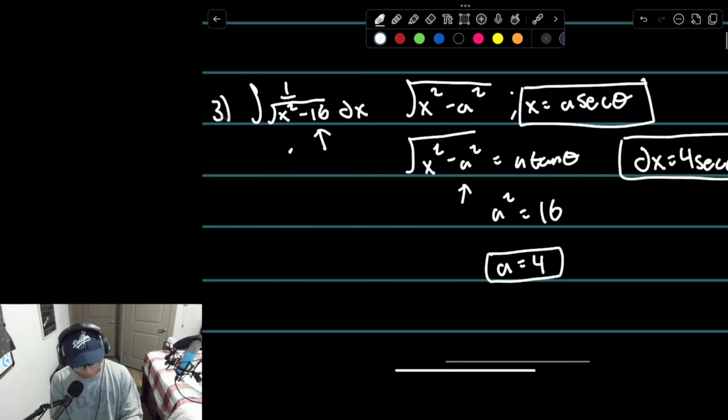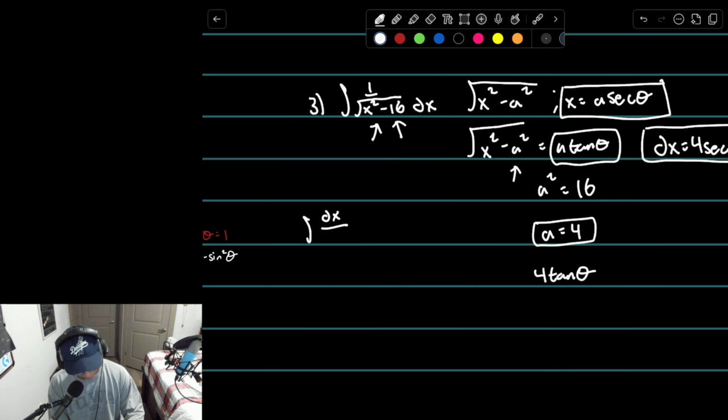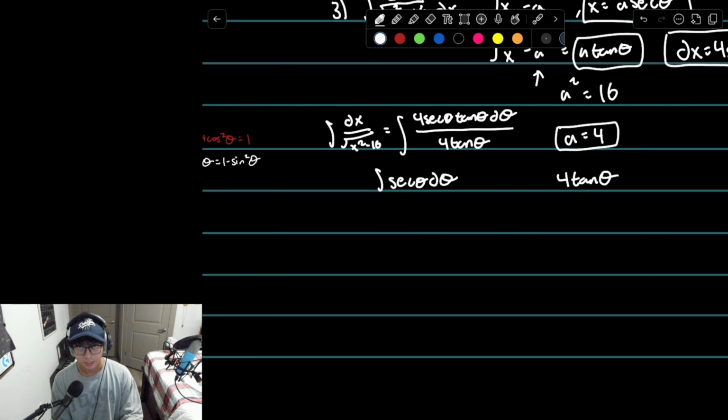Now again, back to solving this denominator, we can just use the a tangent theta, which is basically 4 tangent theta, and just plug and chug from here, which the integral of dx over the square root of x squared minus 16 becomes the integral of 4 secant theta, tangent theta, d theta over 4 tangent theta, which then just simplifies to the integral of secant theta, d theta. And now we're in the same exact position as our last problem, so our integral becomes the natural logarithm of secant theta plus tangent theta alongside our constant of integration.